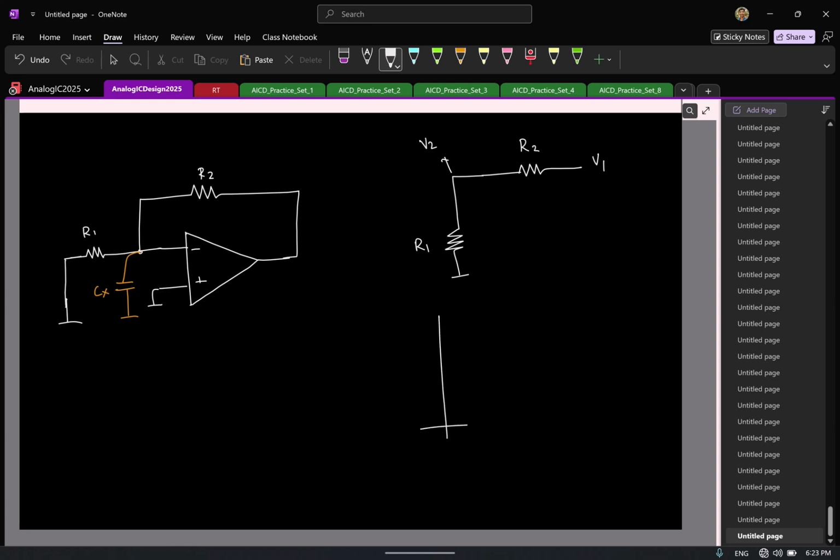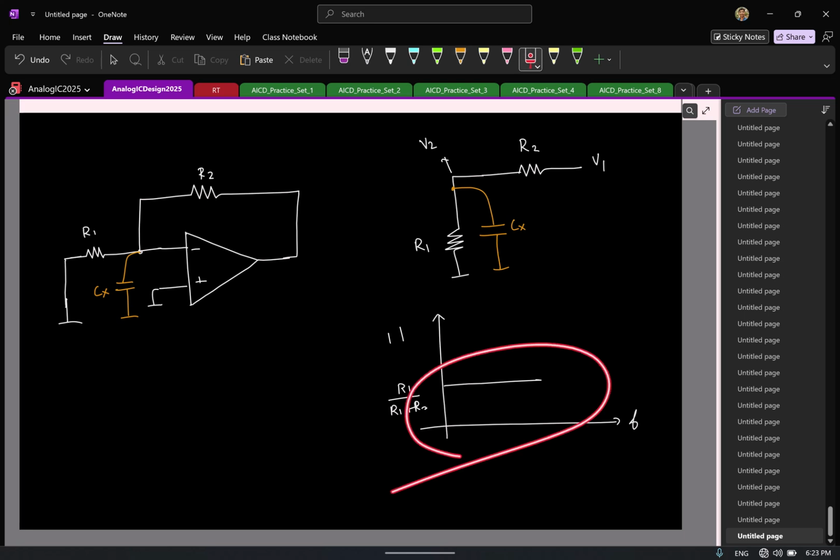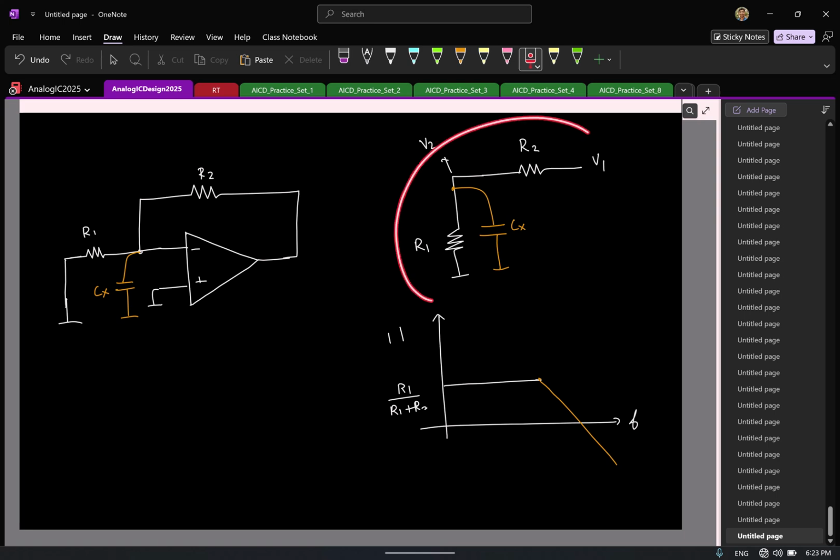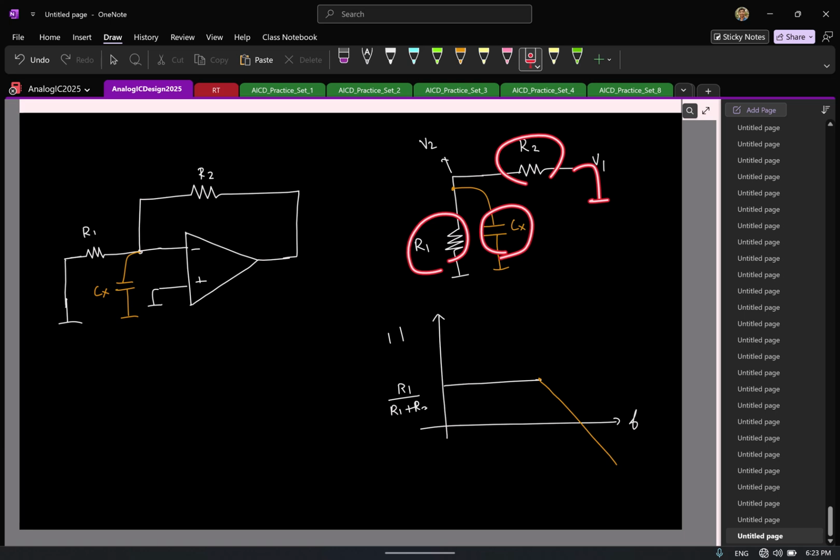So even if I plot it as a function of frequency, how is it going to look like? The magnitude? It's going to be constant. So now let us say this capacitor is now not negligible. So what will happen to the transfer function now? After some frequency, it's going to drop like this. And what is the pole location here? Again, for pole location, what do you do to the input? Ground it. So if I ground it, what is the pole location now? 1 by Cx into R1 parallel R2. Right? So at this point, it will start to roll off.